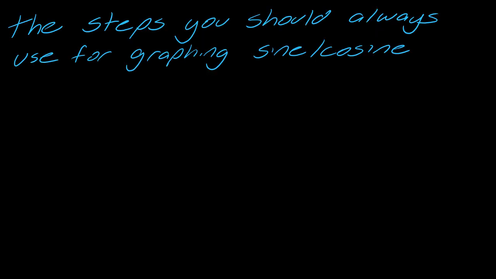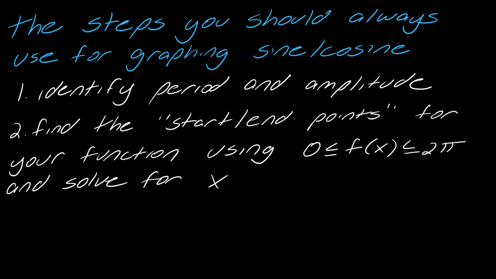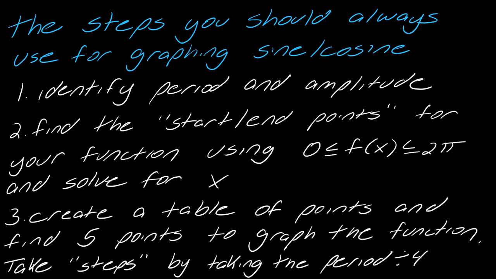So I want to talk about the steps you should always use for graphing sine and cosine. Of course, you always want to identify the period and the amplitude. This will be very important when you have translations and are working between your starting and ending points. You always want to find that start and end point, using that three-part inequality and then solving for x. That's what we were doing in that last set of exercises. The next thing you want to do, and this is what I'm going to show you in the next few exercises, is create a table of points. You want to find 5 points to graph the function, and you take steps between each point by taking the period and dividing it by 4. So I'm going to show you how all of that works now.